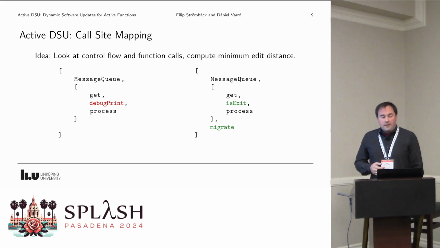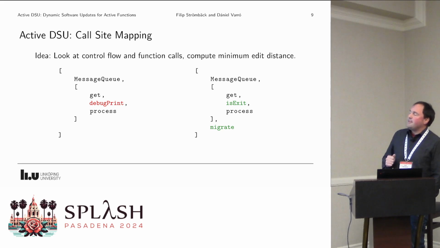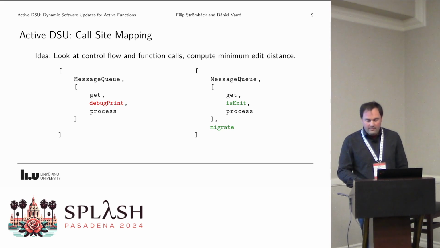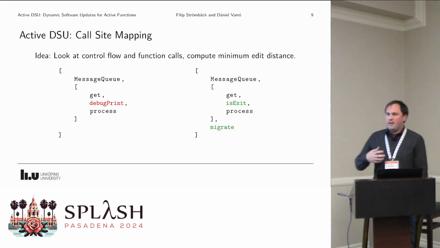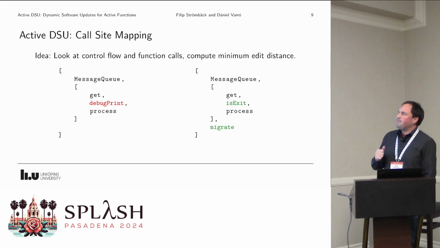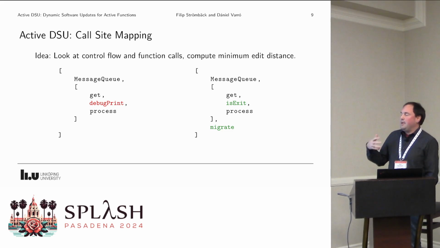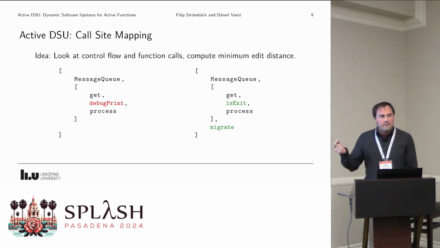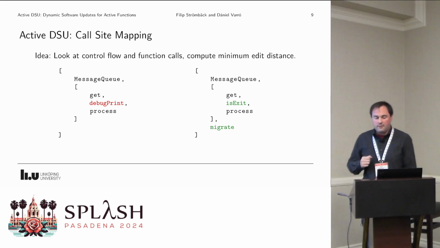Then the question is where to resume. And for that, I have an idea of call site mapping that works at least for comparatively simple cases. The idea is that I extract a very abstracted version of the control flow of the function. And remember from the start, we really only need to consider function calls and loops. So that's the only thing I have in these abstracted versions of the control flow.